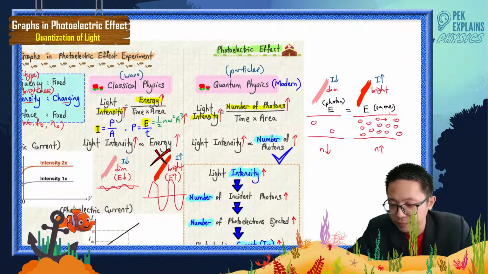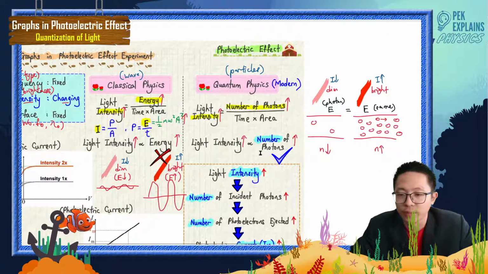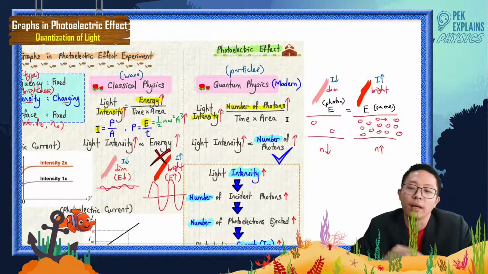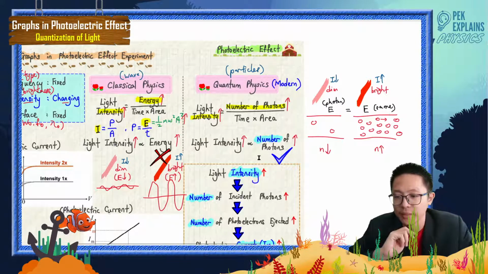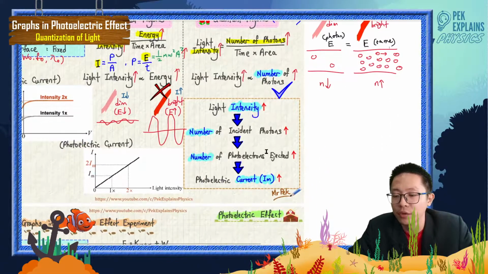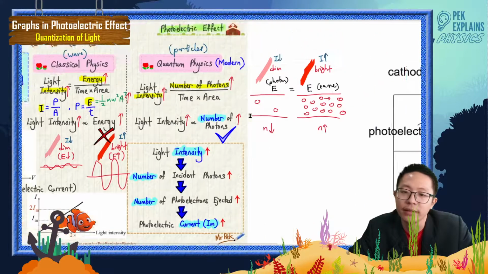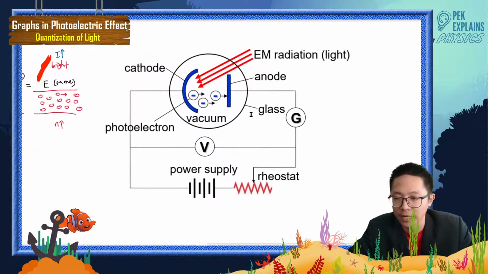Right. Okay. So for quantum physics, the light intensity is about the number of photons. The higher intensity means the more the number of photons. But the energy of each photon is still the same. Okay, so what happens if you use higher intensity of light? For example, like the photoelectric experiment.